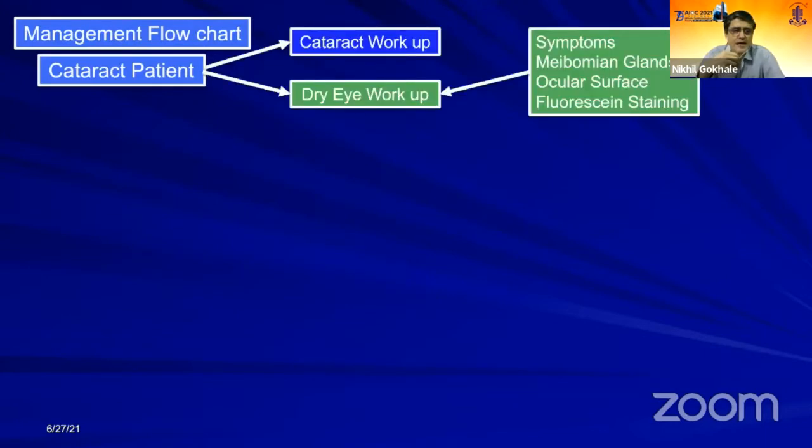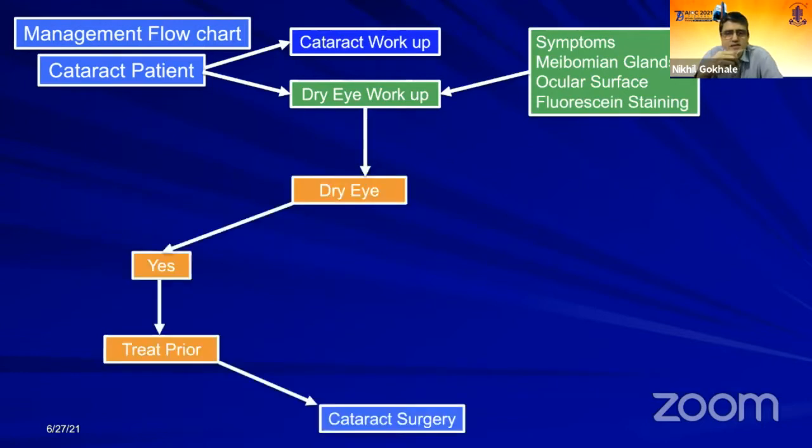So basically, when the cataract workup is done, we need to do a little bit of dry eye workup, which may be symptomatology, looking at the glands and the surface, and a little bit of staining. If you do pick up dry eye, I think we need to treat it before we do the surgery.